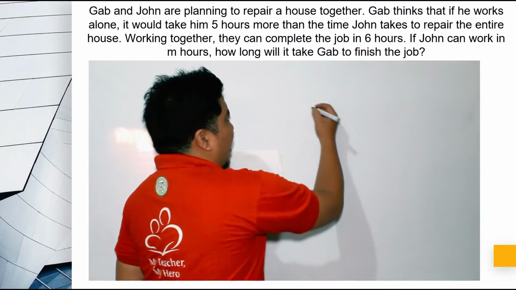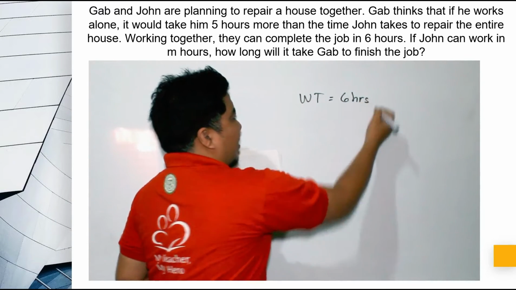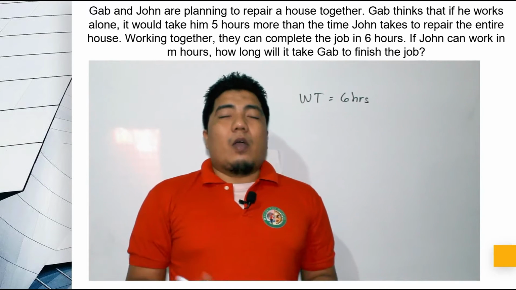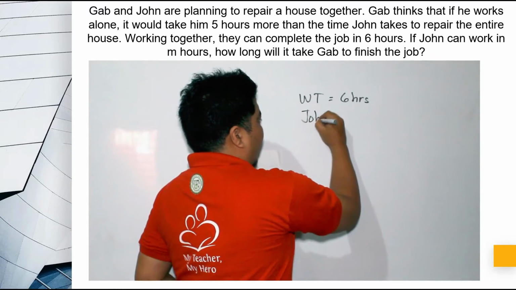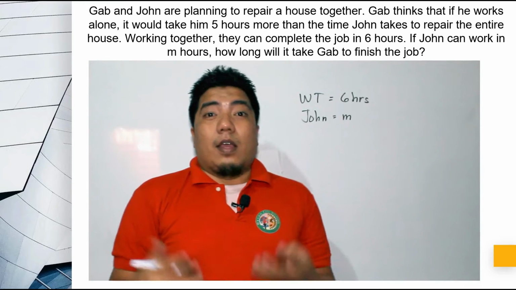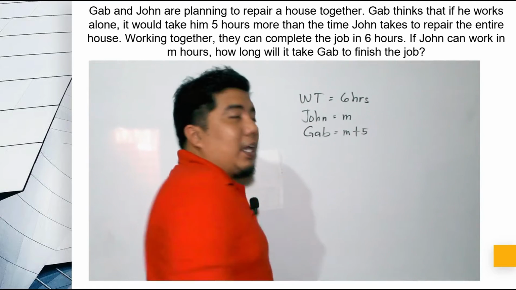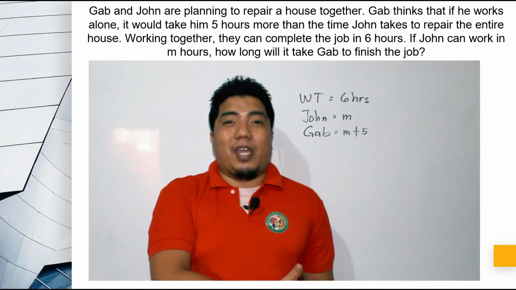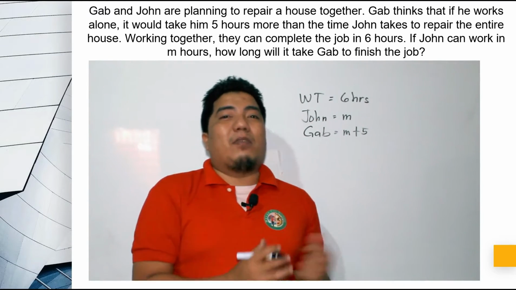Okay, math learners, the given here are two boys, right? Gab and John. And they are trying to repair an entire house. It has been said that if they work together, they can finish it in 6 hours. Now, it has also been said that if John will work in M hours, Gab will finish it in 5 hours more than John's. So, therefore, if John is M hours and Gab is 5 more than the time of John, then this will be our representation.